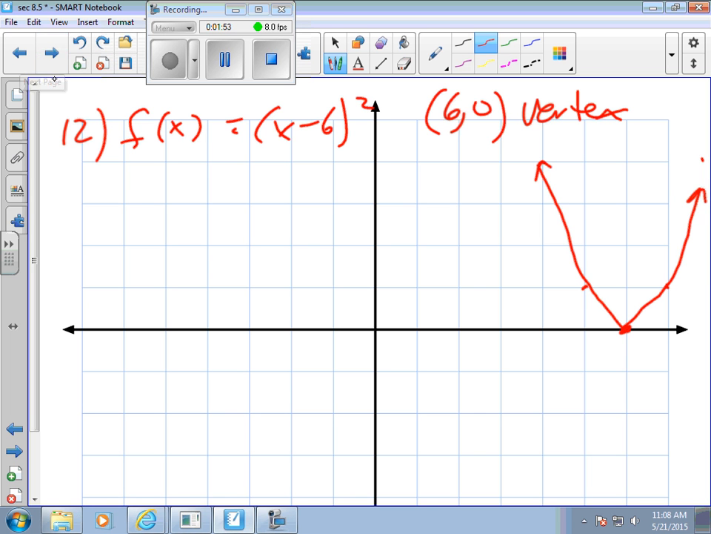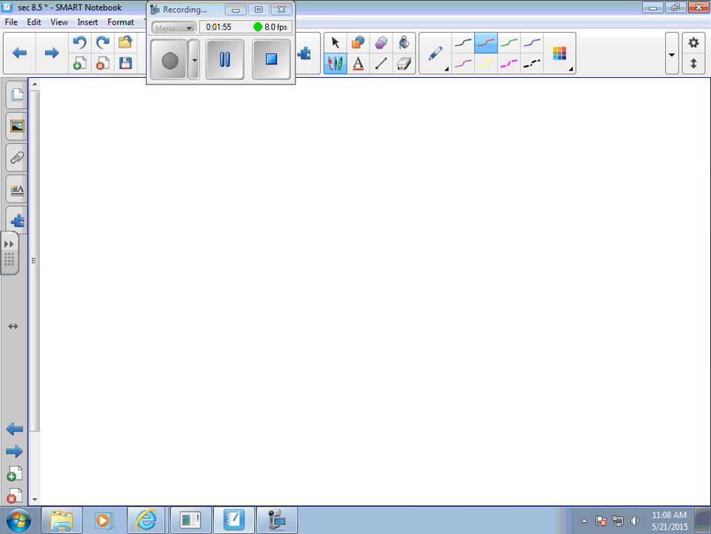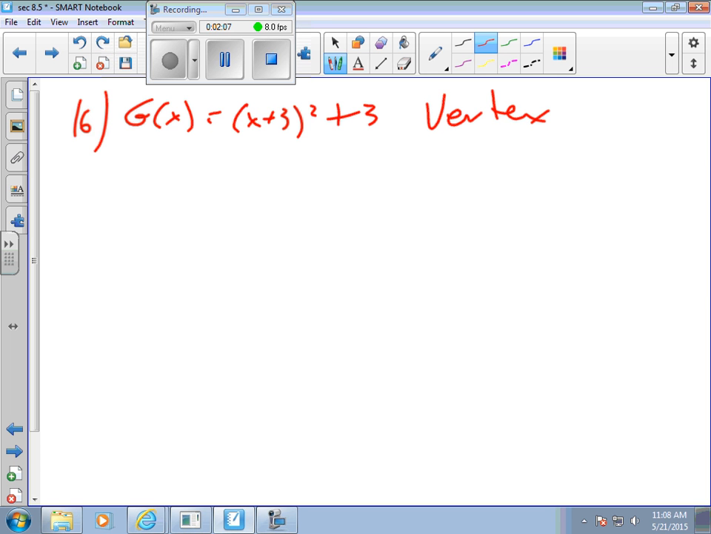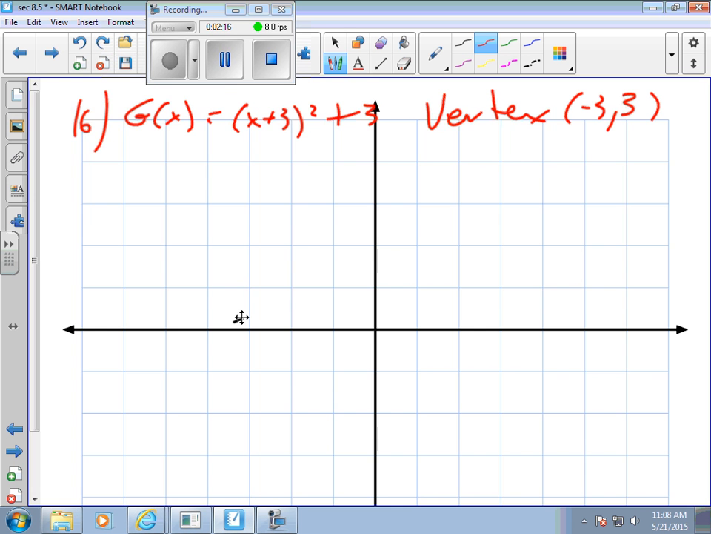Next one we're going to look at is number 16. It says g of x is equal to x plus 3 squared plus 3, which puts our vertex at the opposite of this, which is negative 3, same as the one outside, 3. So my vertex is at negative 3, 3.